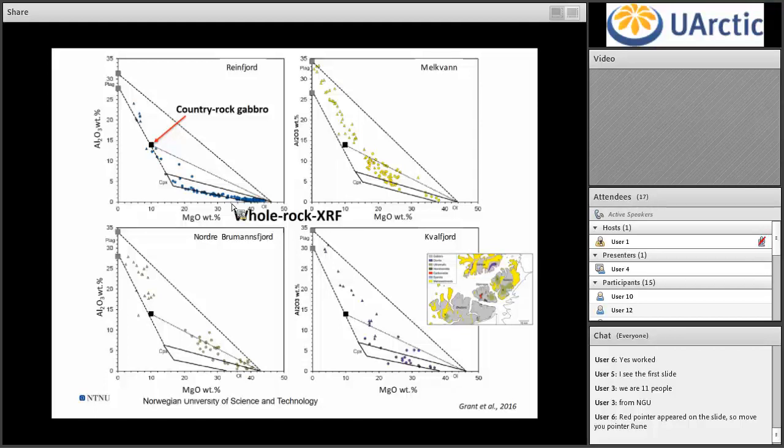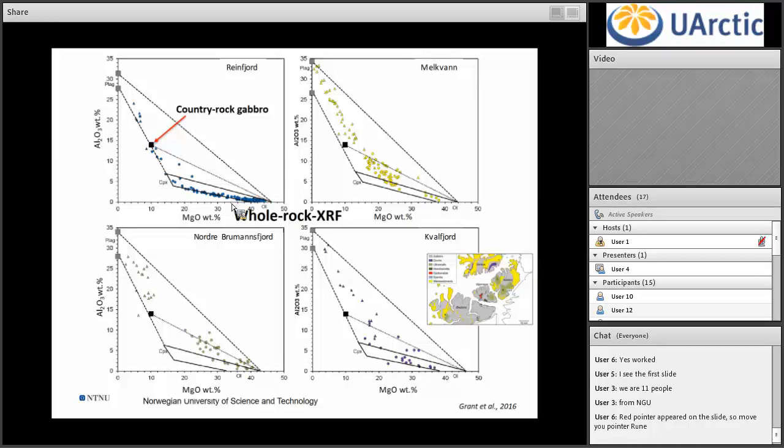We can do this in a very simplistic way by plotting MgO against aluminium. This is the most simple plot that we can form. These are all whole rock analyses. If we have such a diagram, we can plot in plagioclase to the upper left. Then we have clinopyroxene to the lower left. Then we have olivine to the lower right. And we have the average country rock gabbro from Griffin plotting in the black square.